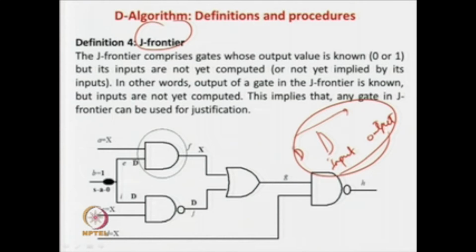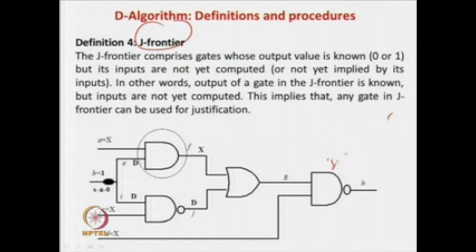If you think about the D frontier definition in the D algorithm, it is taking the value of some D or D prime, that is the fault effect, and you are trying to propagate it to the output through gates whose output is X. So that is input to output. This is actually called propagation, so the D frontier is basically related to propagation.